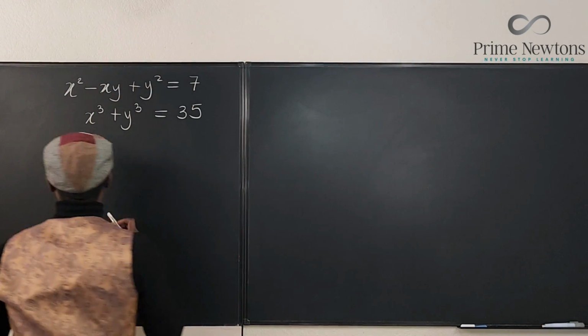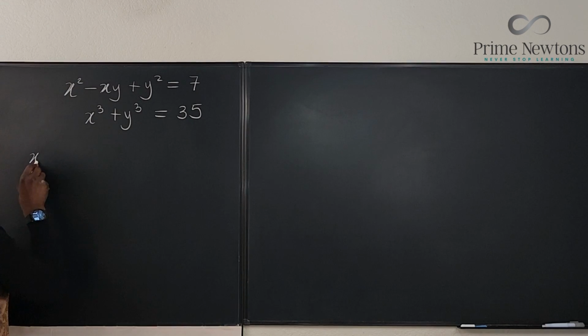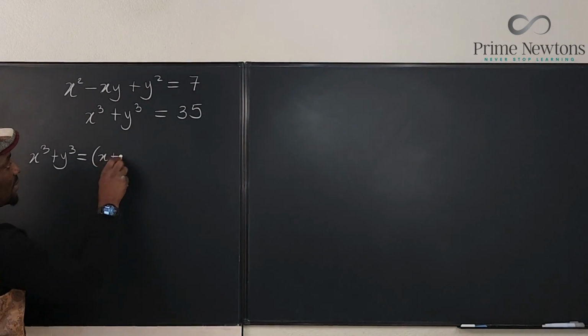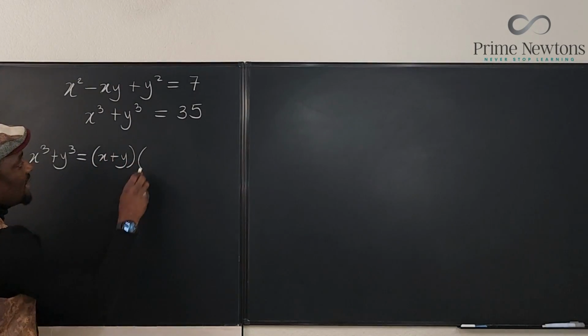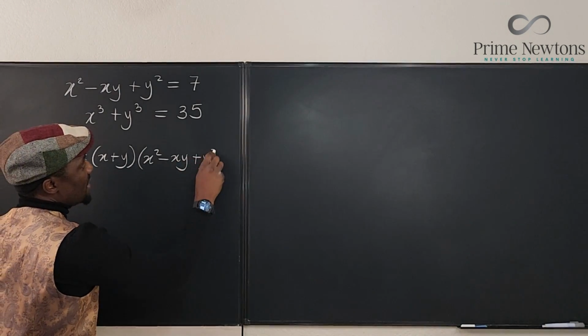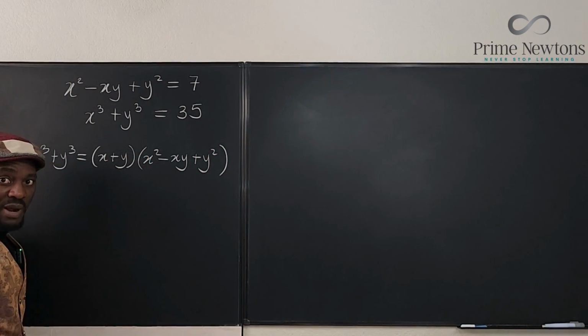We're going to say that x cubed plus y cubed, the sum of two cubes, is written as x plus y multiplied by x squared minus xy plus y squared. This is how you factor the bottom expression.